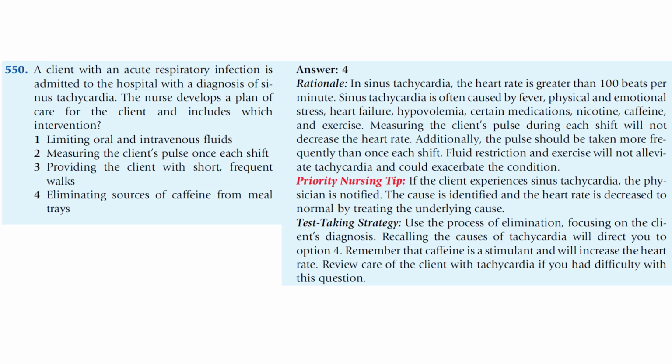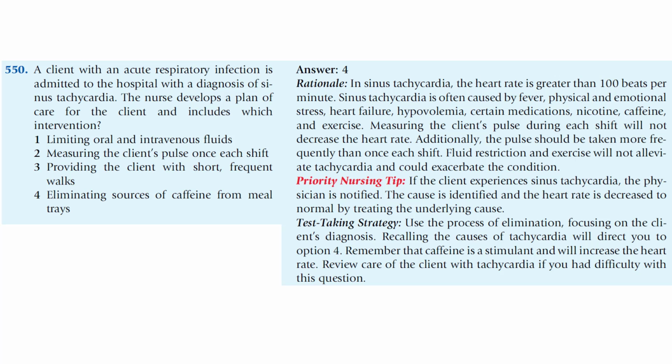550. A client with an acute respiratory infection is admitted to the hospital with a diagnosis of sinus tachycardia. The nurse develops a plan of care for the client and includes which intervention? 1. Limiting oral and intravenous fluids. 2. Measuring the client's pulse once each shift. 3. Providing the client with short, frequent walks. 4. Eliminating sources of caffeine from meal trays.